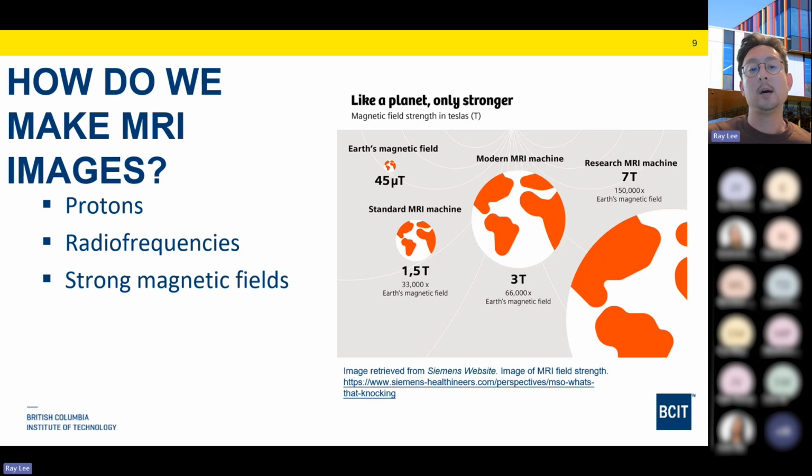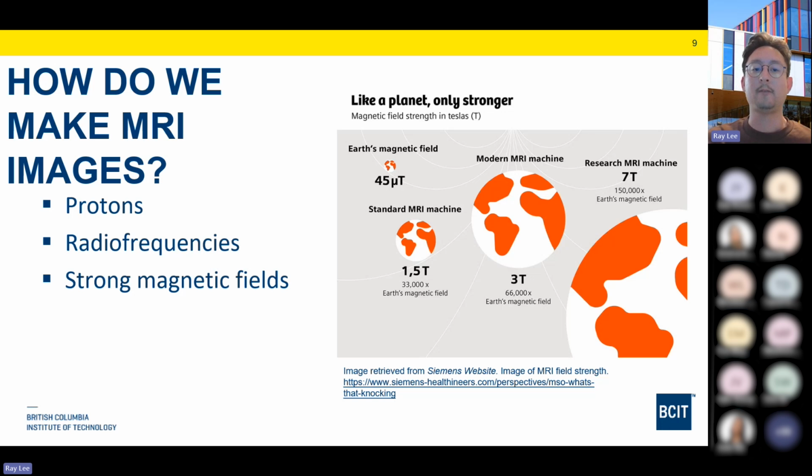So how we make them if we don't use radiation is that we rely on the protons inside the patient's body, and then we introduce radio frequencies that interact with the different types of protons and tissues within the body. And then we also get the patients to lay in a really big, strong magnet to help align the protons in the body. So just to give you a little bit of context, you can look at the image that's attached on the slide there.